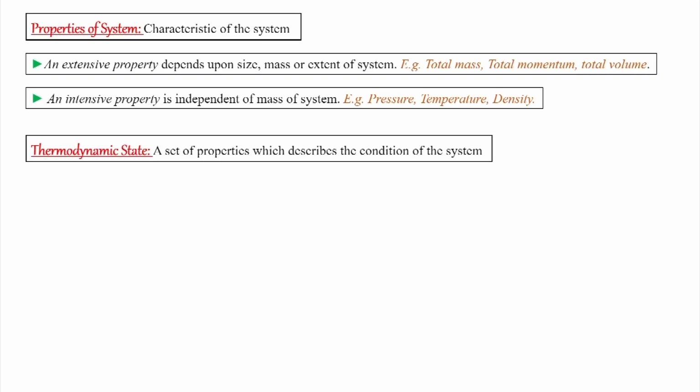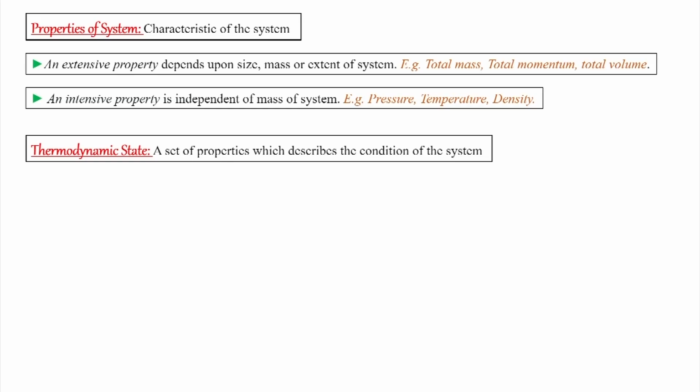Then, as we said, we need the properties of the system to describe a particular state of the system, and that particular state of the system is called the thermodynamic state. So a set of properties which help us to describe the condition of the system is called the thermodynamic state.